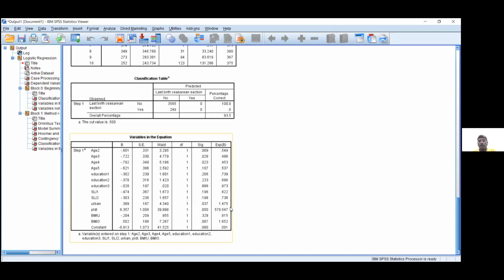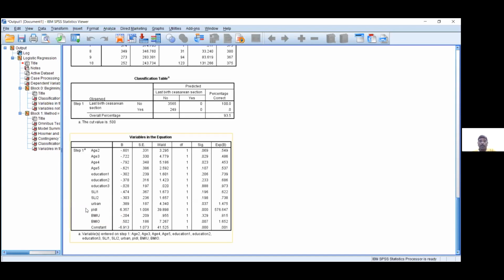In urban, see what happens? Urban females are more likely to have cesarean delivery in comparison of rural females, where rural females are the reference category or comparison group, and this is the risk for urban females. 47.5%, almost 48% females are more likely to have cesarean delivery in urban areas in comparison of rural females. What are the final findings?